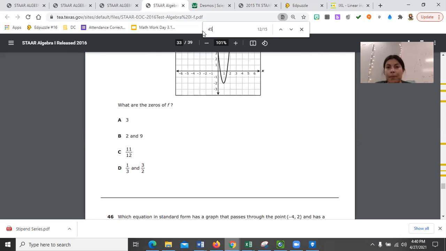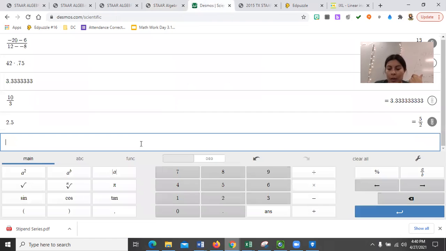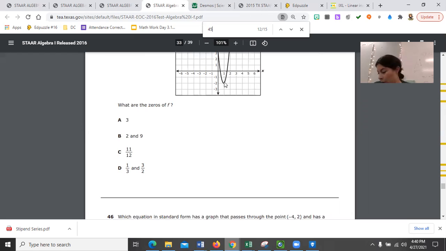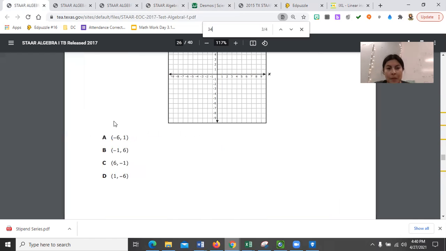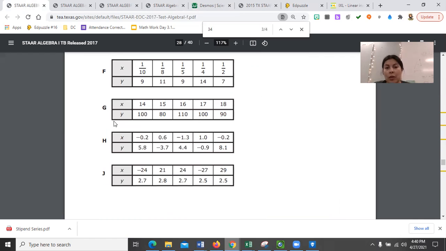If you're not sure what that number right there in the middle is, what's 1/3? You could put it into your decimals. 1 divided by 3 is 0.333, which is between 0 and 1. So good job if you got that one right. Let's do another example. Anywhere they cross the x-axis, those are your zeros, those are your solutions.